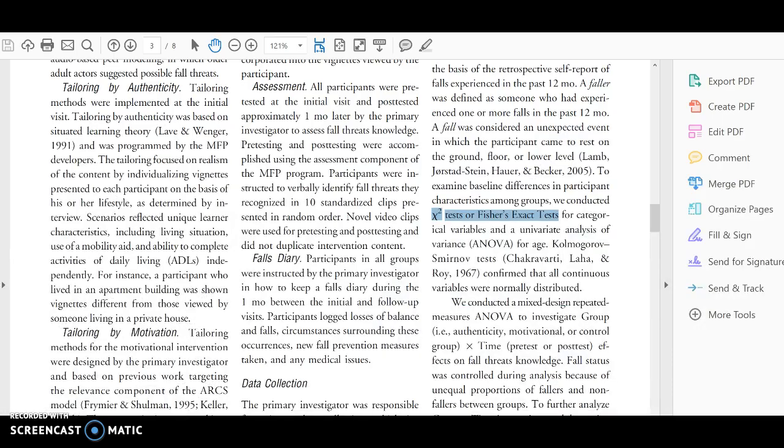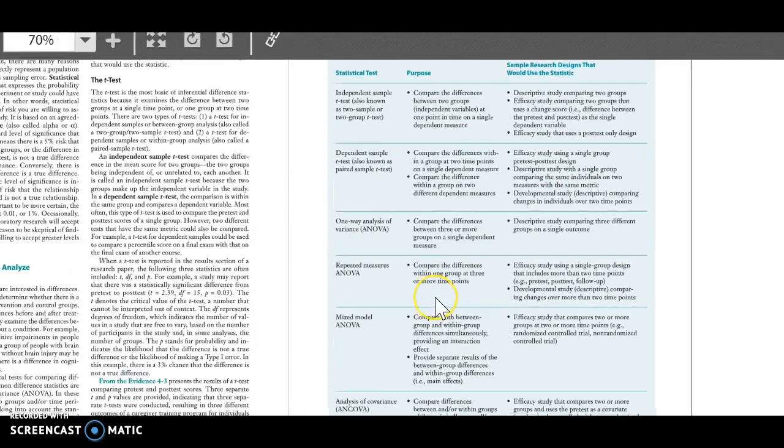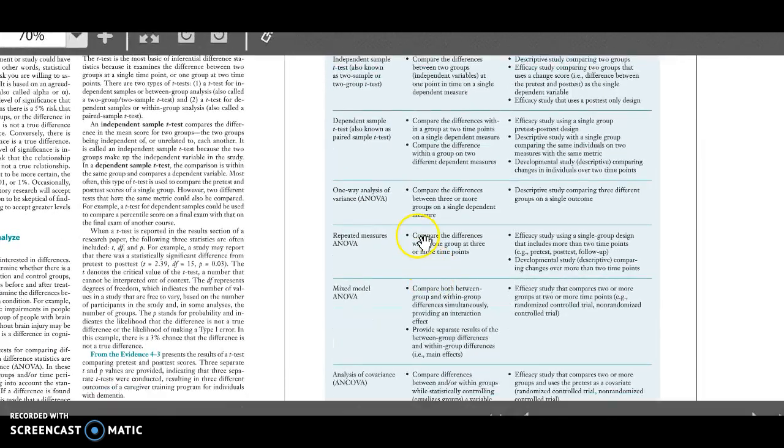Now, I would also like to go back and clarify because I said something that technically wasn't exactly true. When I mentioned repeated measures, I said compare the differences within one group at 3 or more groups, but I meant to say time points.